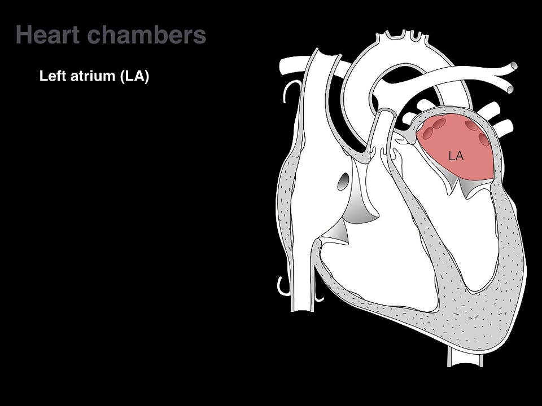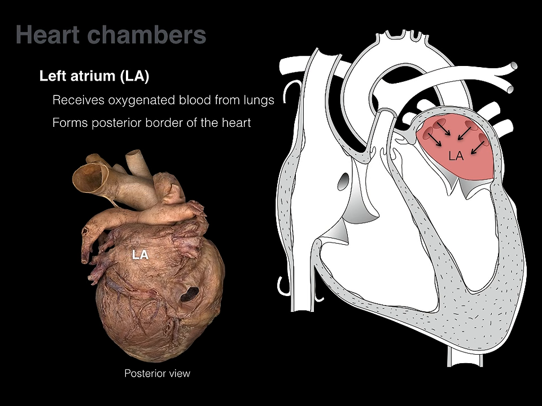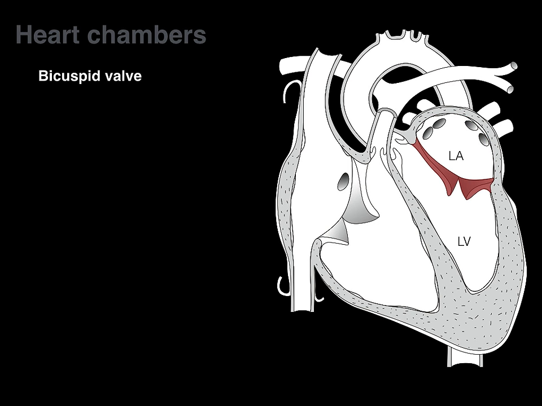All right. Now the left atrium, there's our left atrium. It receives oxygenated blood from the lungs, as we talked about, and it forms the most posterior border of the heart. So here we have this posterior view, and there is that left atrium. It's the most posterior, and it's what actually touches the esophagus in the thoracic cavity.